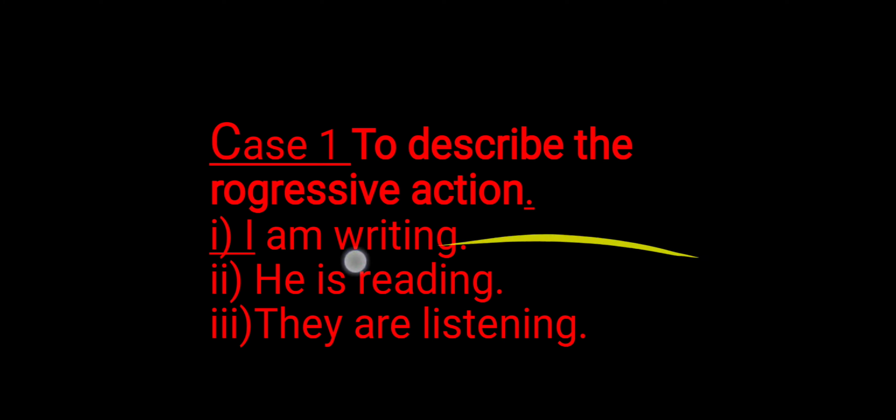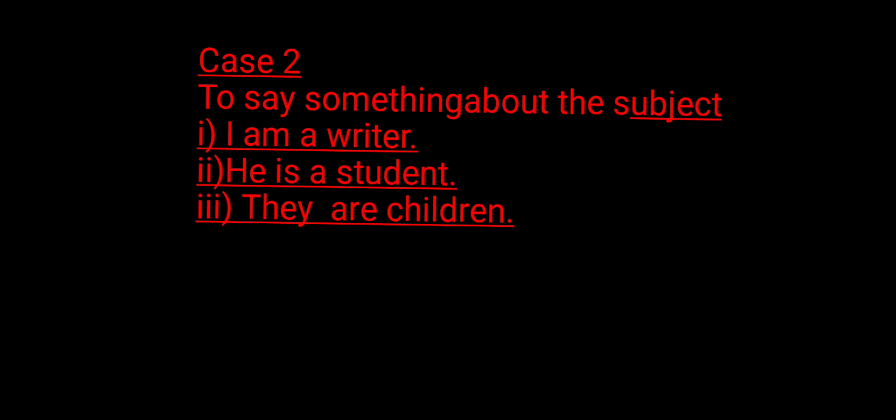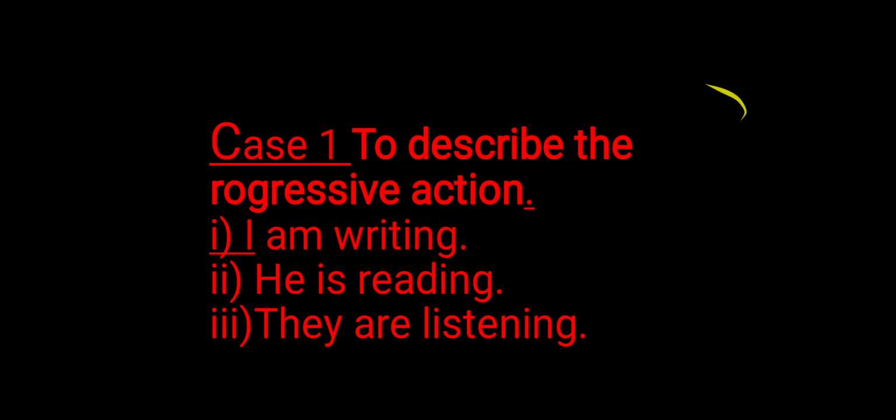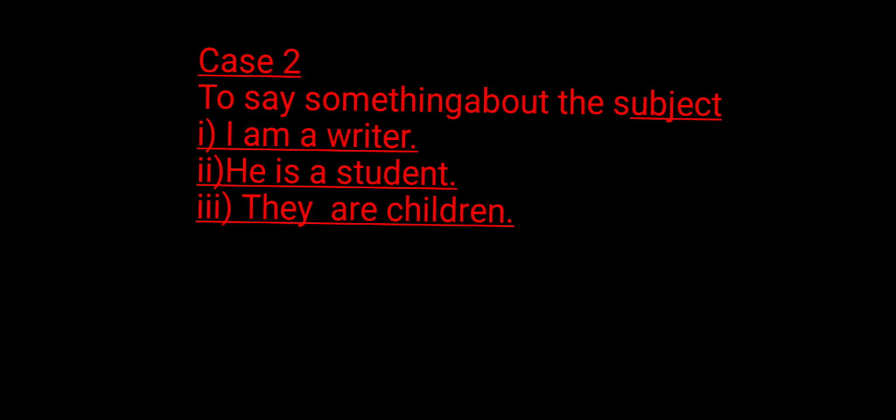Let's talk about case 2. In case 2, am, is and are are used to say something about the subject. For example, I am a writer. Here, am is used to link I and a writer. It means writer is the description of I, and to say something about I, am is used. You can see I am a writer.